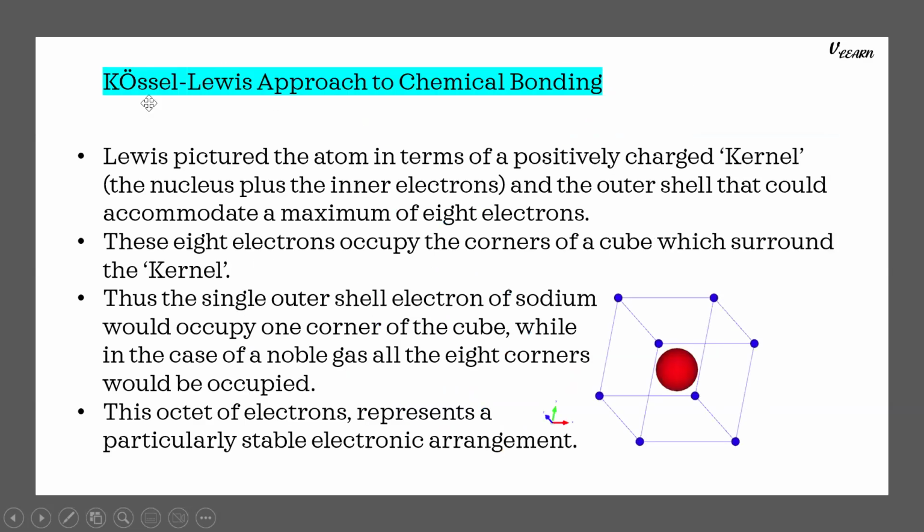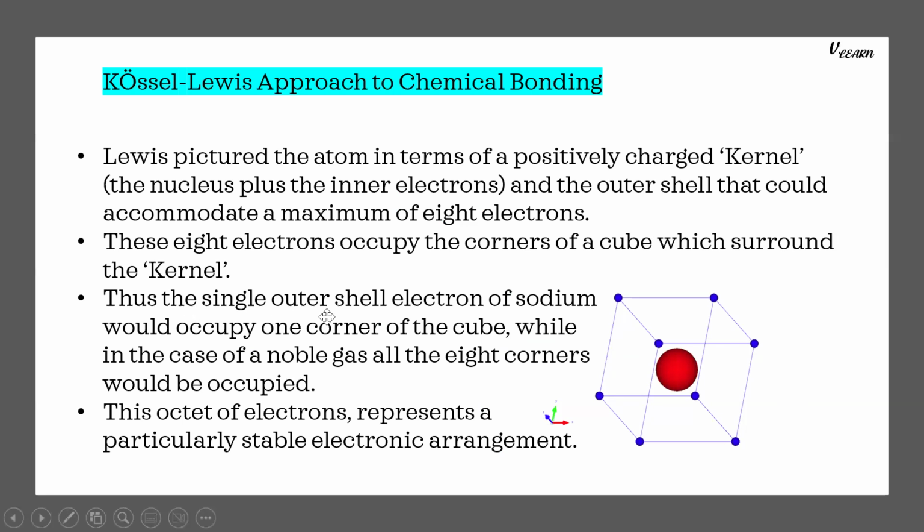Let's move on to the Kössel-Lewis approach to chemical bonding. What did Lewis picturize? He pictured the atom in terms of a positively charged kernel, which consists of the nucleus and the inner electrons, and he considered the outer shell as a cube. The cube has 8 corners, right? So he said the outer shell can accommodate a maximum of 8 electrons. If all 8 corners are filled with electrons, we can say the atom has an octet. It has attained the octet electronic configuration. So octet means stable electronic configuration.